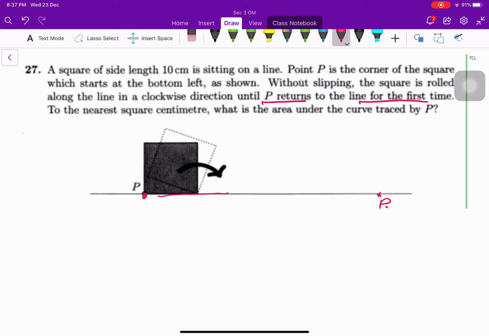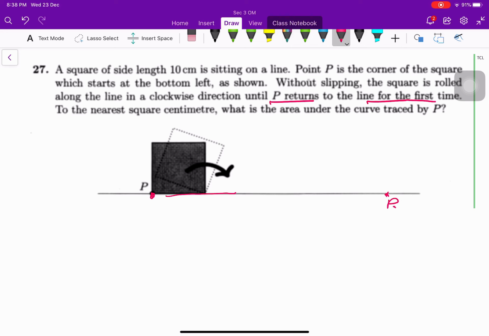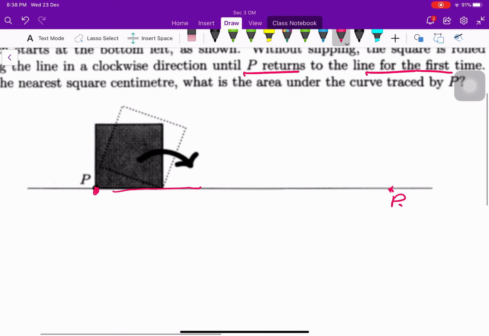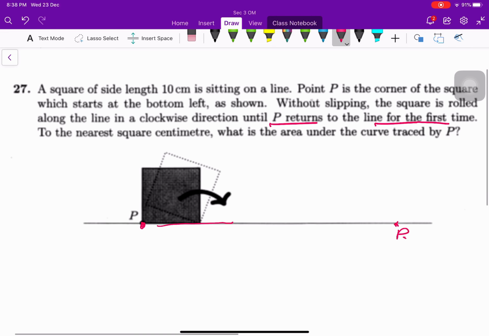Then they ask you to find, to the nearest square centimeter, the area under the curve traced by P. Therefore, can you see that when it rolls, the P, this P, where is the next position? When it rolls like this, this is P, right? The next position of P is actually here. That means you will get to here.